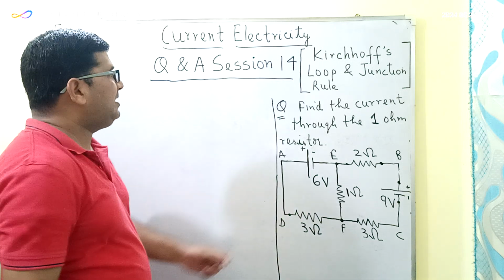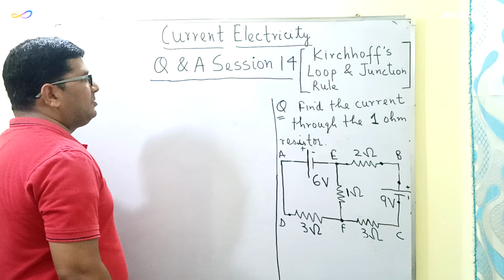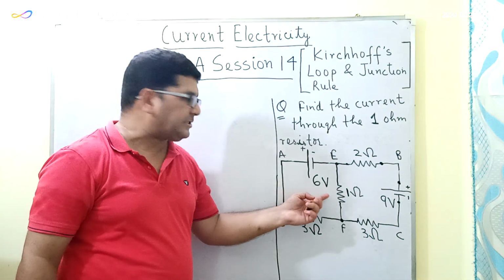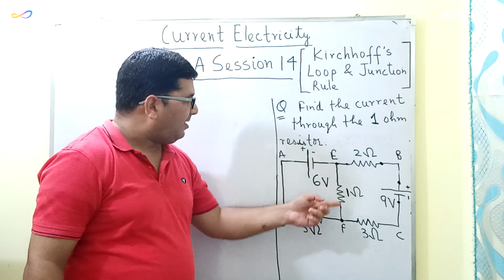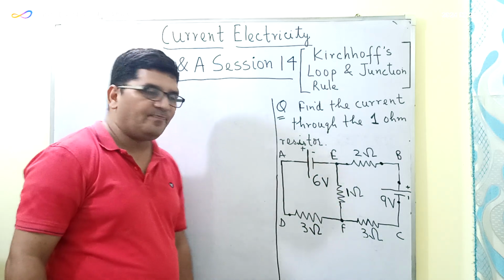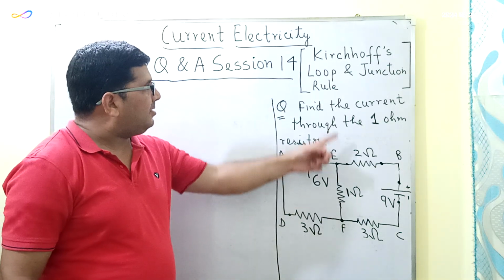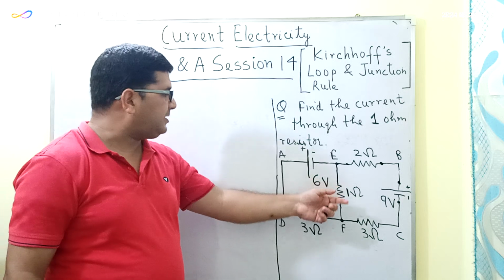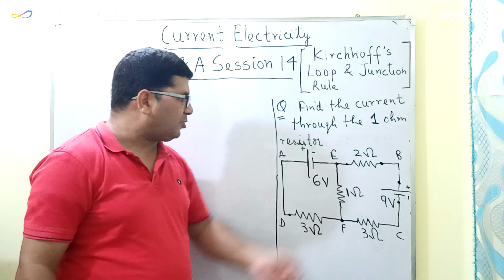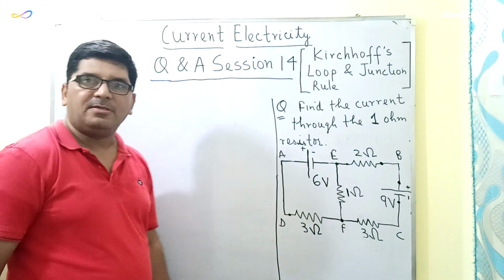So before proceeding further, let's revise Kirchhoff's loop rule and the junction rule. Kirchhoff's loop rule says that the algebraic sum of the potential differences across all the EMF sources and the resistors in an electrical circuit should be equal to 0, and Kirchhoff's junction rule says that the sum of the incoming currents should be equal to the sum of the outgoing currents at any junction in an electrical circuit.